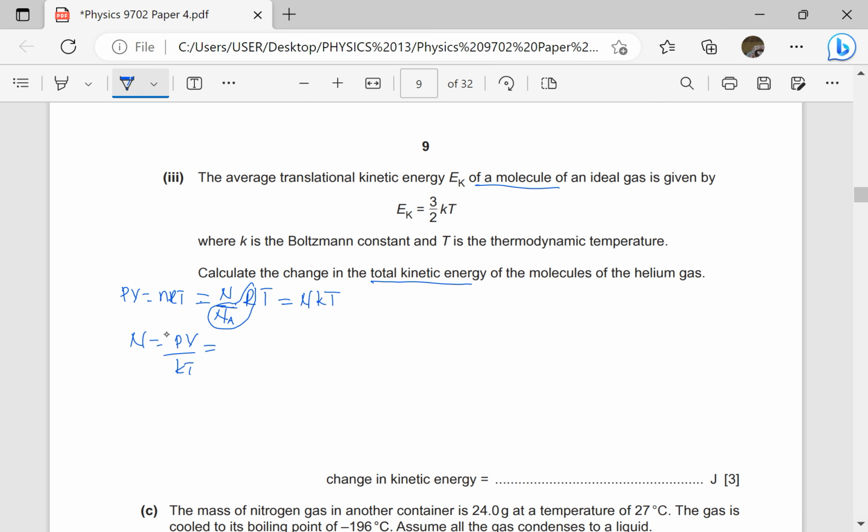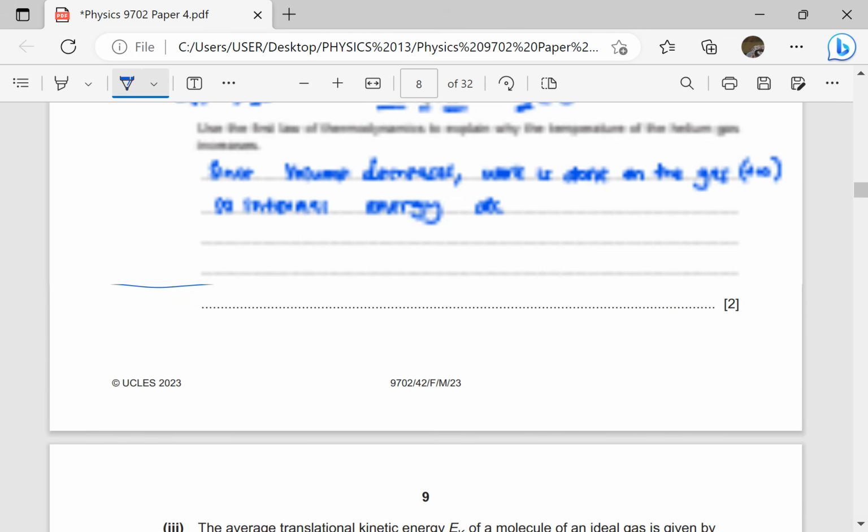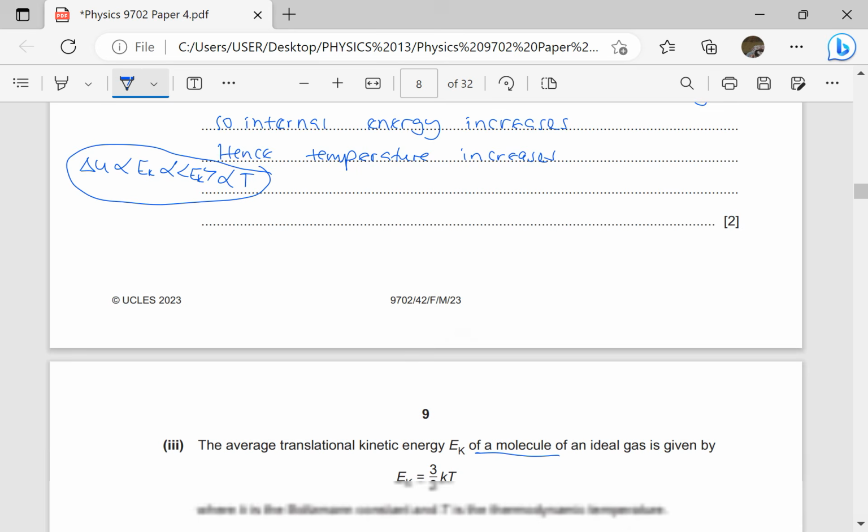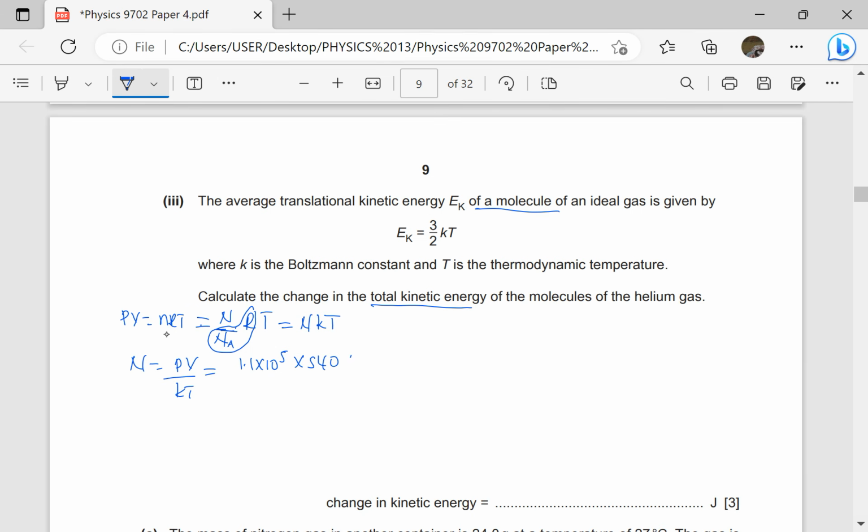So I can find N from P. I'll use the first stage, where P was 1.1 times 10 power 5, and the first volume was 540 centimeters cubed. So I have to change it to meters cubed. Centimeters cubed to meters cubed, I will multiply by 10 power negative 6. Now it is in meters cubed, divide by K. K is given as 1.38 times 10 power negative 23. That is Boltzmann's constant. You can check in the list of constants. Then temperature was 273 plus 27, which is 300.